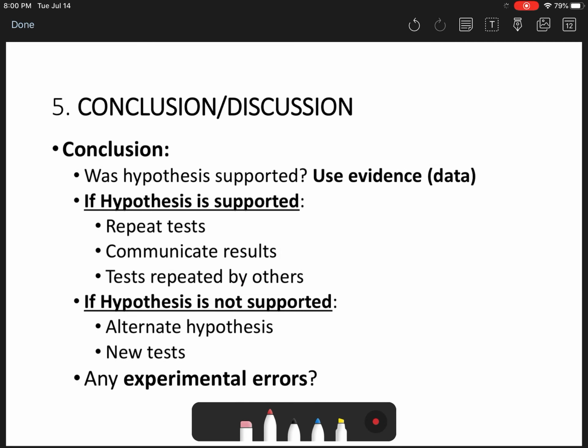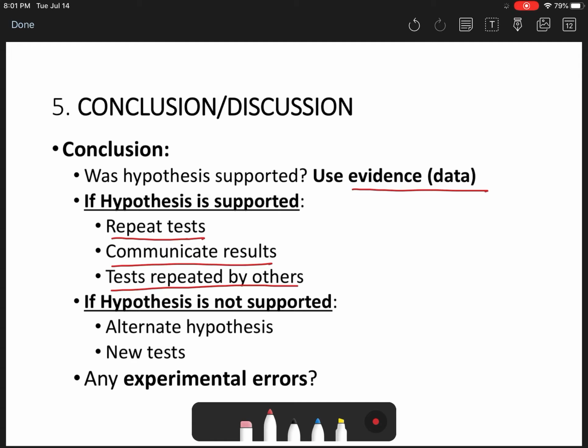From there we would look at it and draw conclusions from it. Was our hypothesis supported? And so that's why we always have to include data in our data tables and graphs, because we want to be able to see, did it support our original hypothesis? If your hypothesis is supported, great. Then you have to see if you can repeat the tests and get the same results. If you do, you communicate those results to others. Can other people repeat your tests and get very similar results? Okay, that's what science is all about.